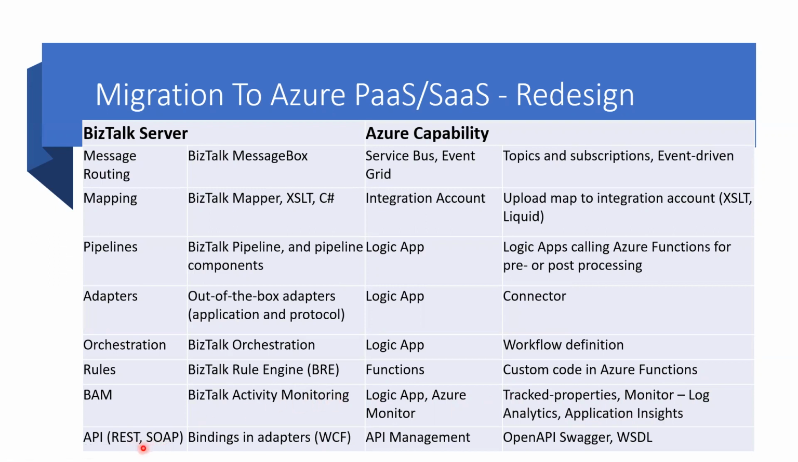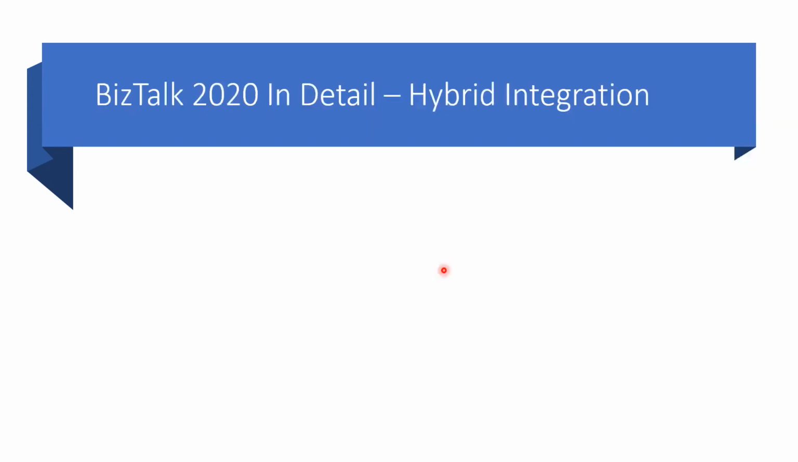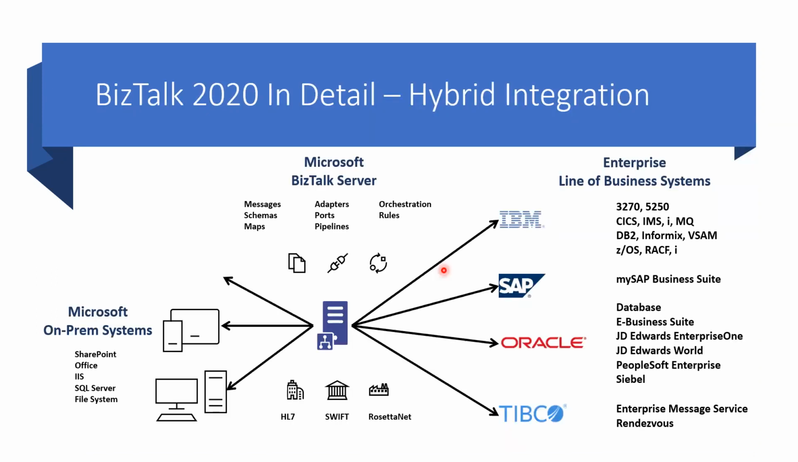Similarly, the last option was APIs, REST and SOAP, which can be easily managed by API Management. So these are the options which we can consider. In BizTalk we had one product to solve all the needs. Here in the cloud we don't have that, but Azure Integration Services provides you with all those capabilities.